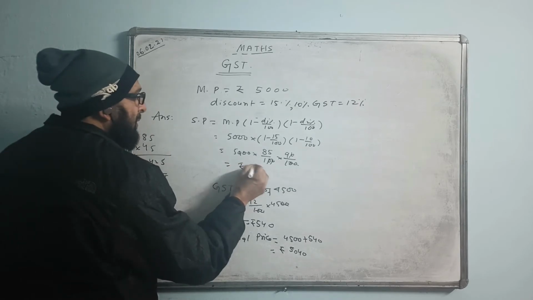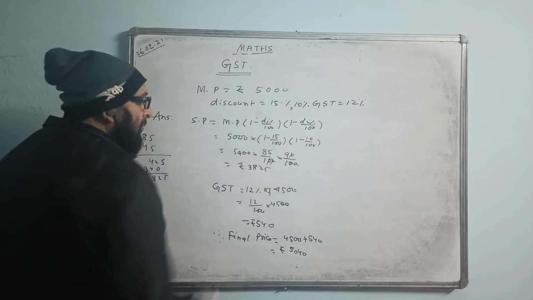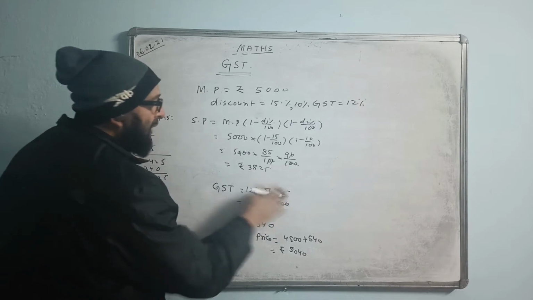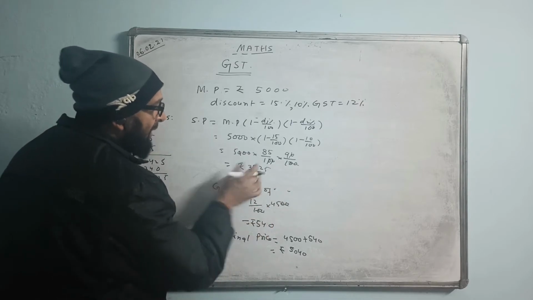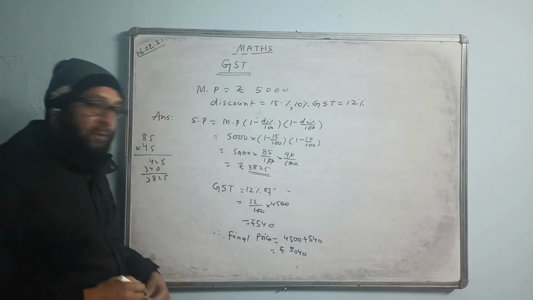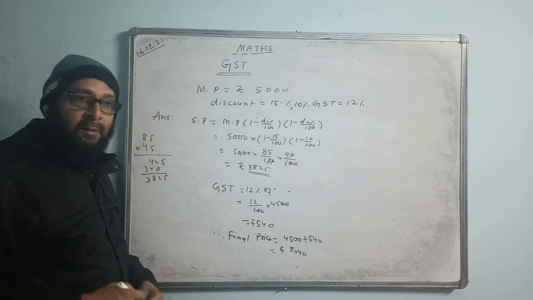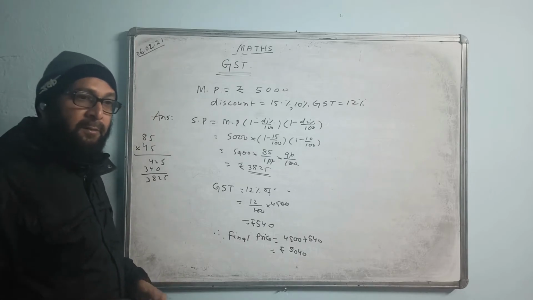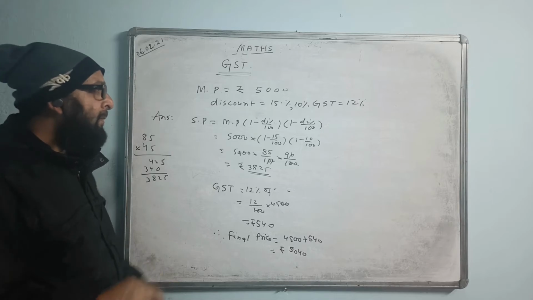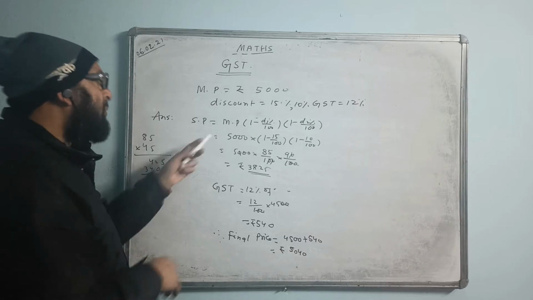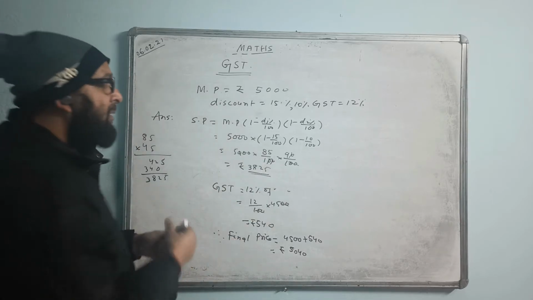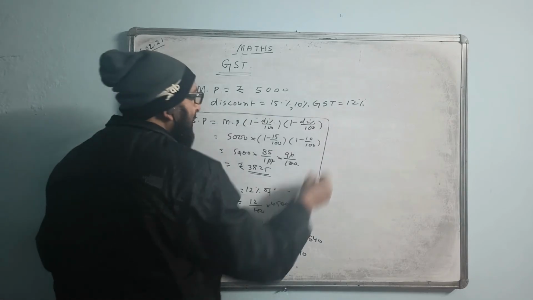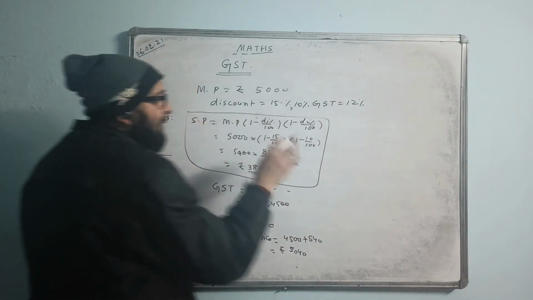The answer is coming rupees 3,825. And then I find 12% of this value, and whatever answer comes, I add it to this one. You understood? But this you can also do by the previous method I mentioned, another method. That becomes slightly lengthier.